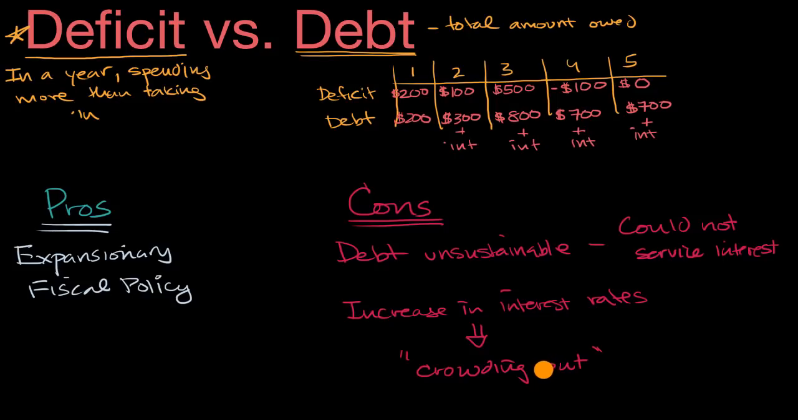So these are all very interesting things to think about. But the big takeaway here is to not get confused between deficit and debt. Deficits and surpluses refer to how much you are over or underspending in a given year. Debt is the total amount you owe.